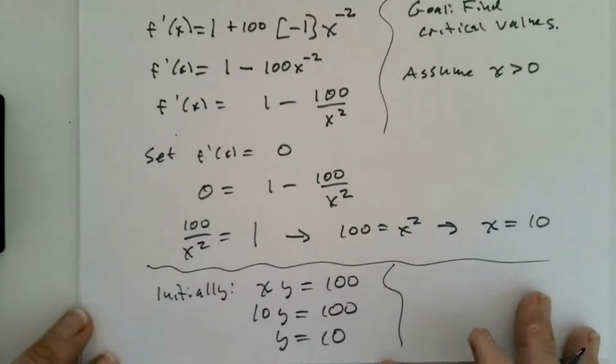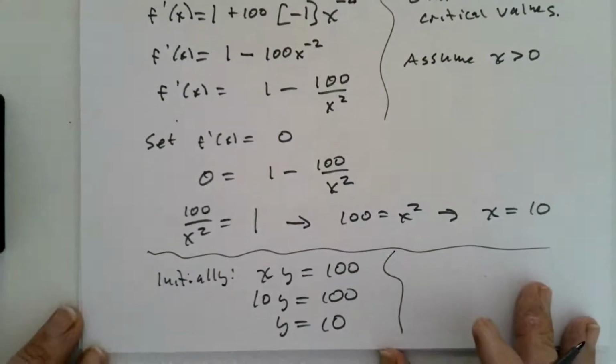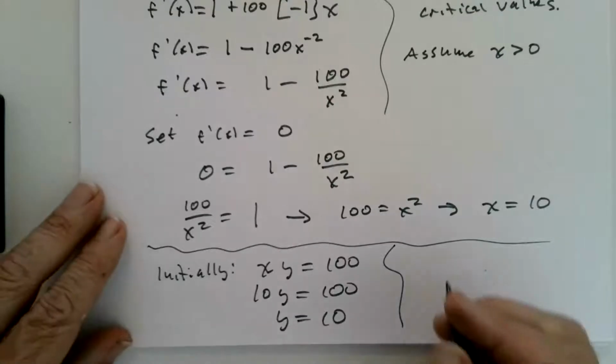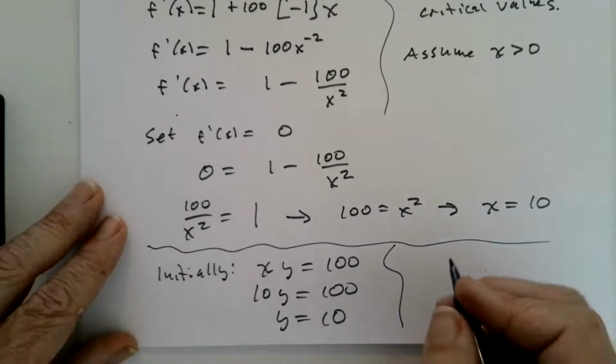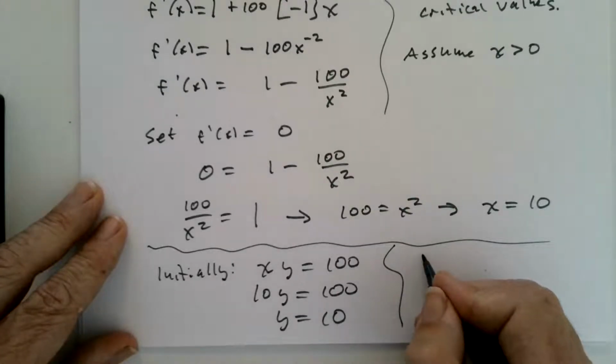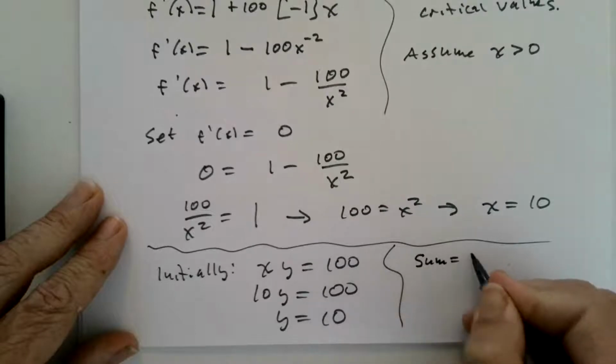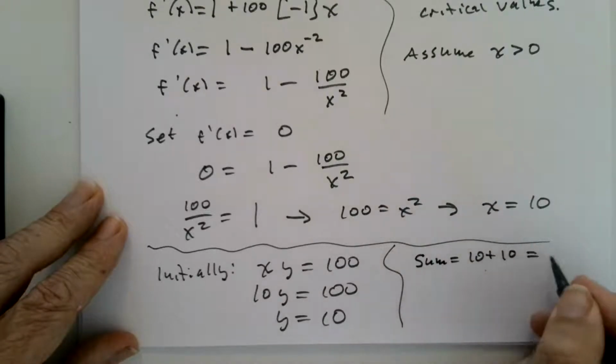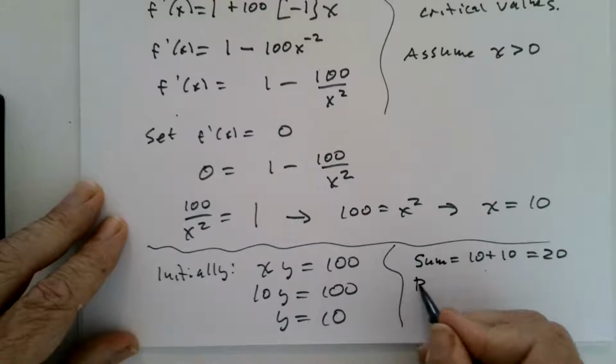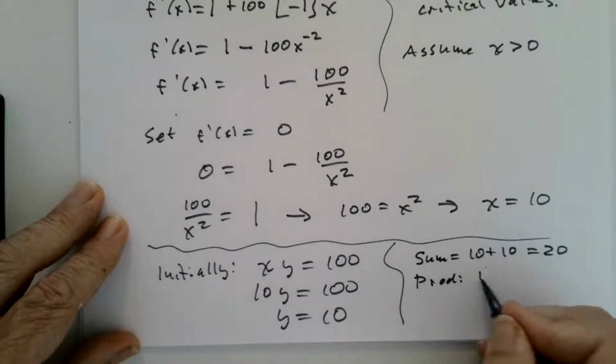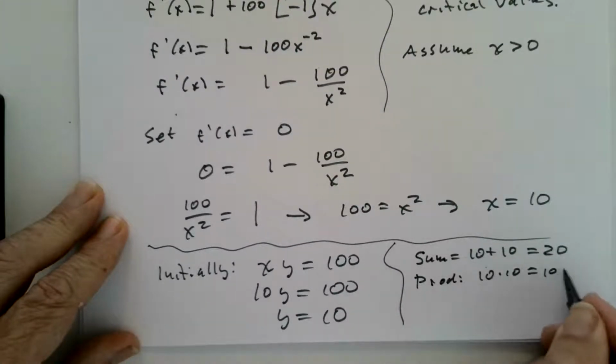So what were we trying to do? What we were trying to say? We wanted to find two positive numbers. We wanted the product to be 100. We wanted the sum to be a minimum. So my sum is 10 plus 10, which is 20. My product is 10 times 10, which is 100.